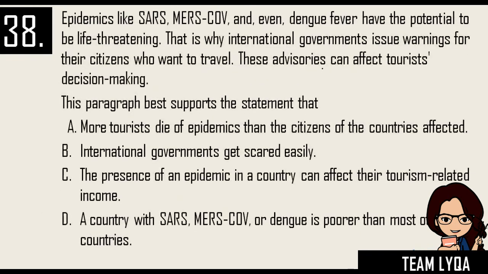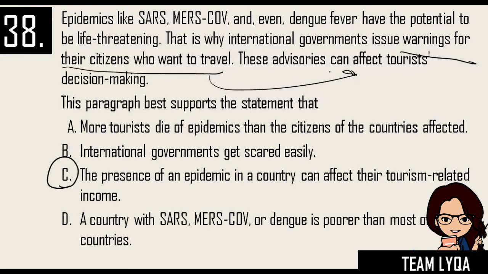Number 38, so epidemics like SARS, MERS-CoV, and even dengue fever have the potential to be life-threatening. That is why international governments issue warnings for their citizens who want to travel. These advisories can affect tourists' decision-making. So the best answer here would be letter C. The presence of an epidemic in a country can affect their tourism-related income. Kasi nasaan siya doon sa sentence? Ayan, meron kang yung warnings for citizens who want to travel and how it affects tourists' decision-making.